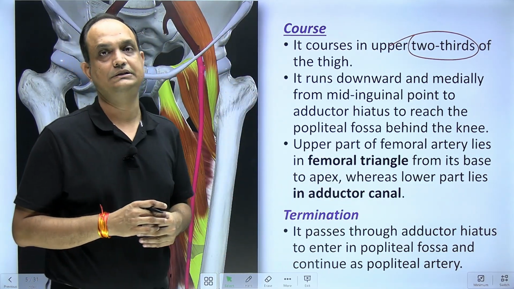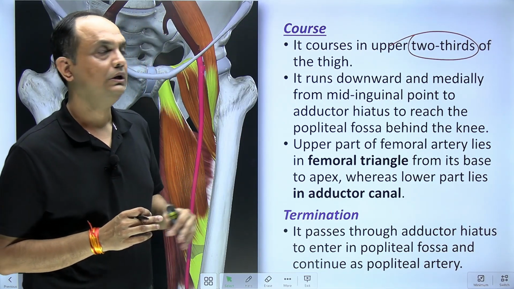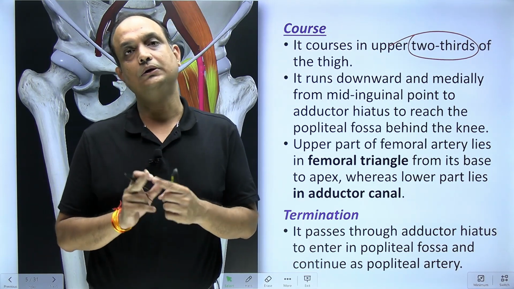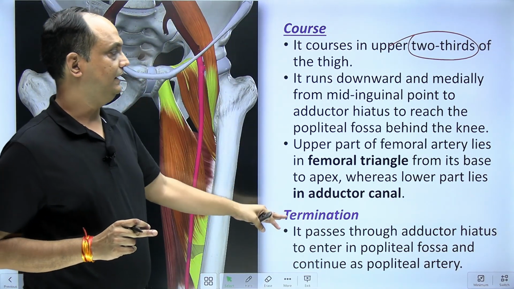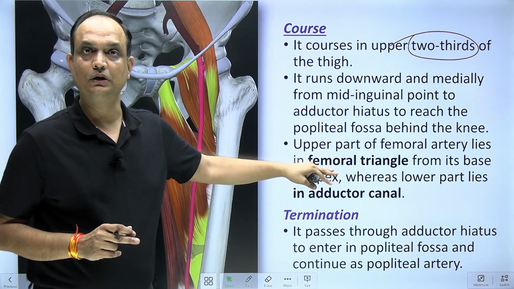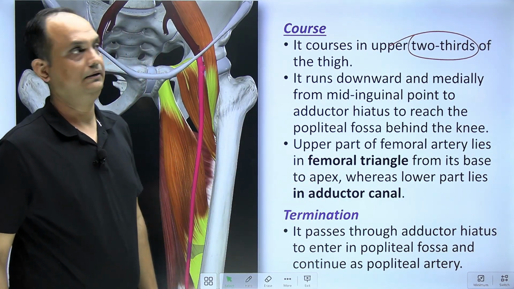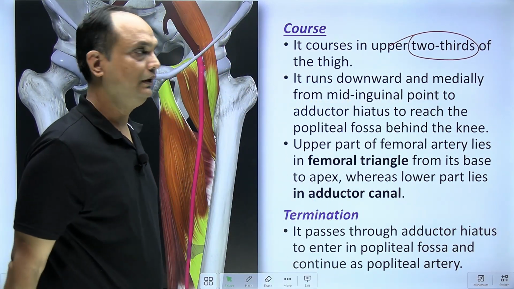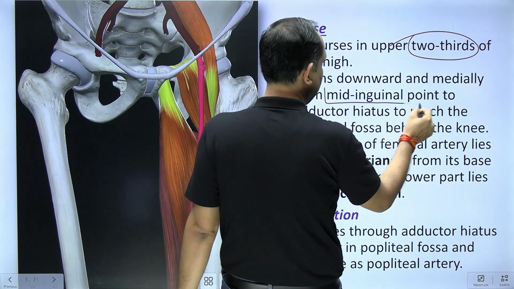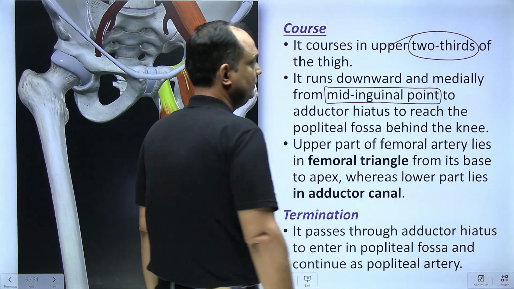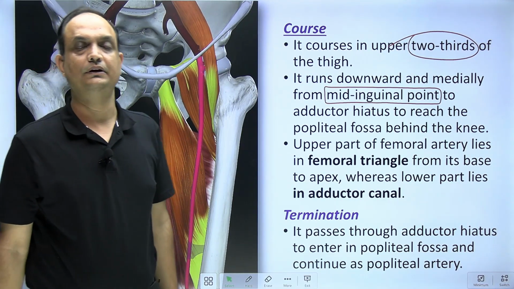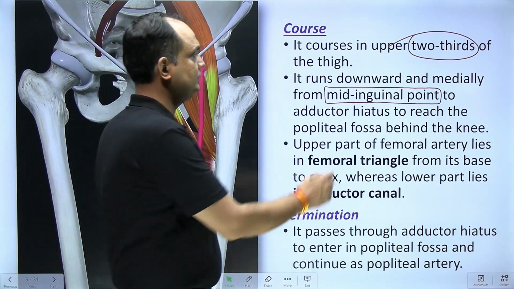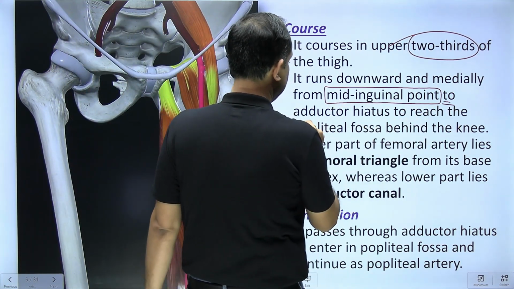So, here we have to understand that when we are talking about the course of the artery in the front of the thigh, it is only in the 2/3 part, and the course is further divided into two parts, the area in the femoral triangle and in the adductor canal. So, the artery runs downward and medially from the mid-inguinal point. Now see, this point is again and again important for you: we are talking about the midpoint between the anterior superior iliac spine and the pubic symphysis. So, from this point we are reaching the adductor hiatus.